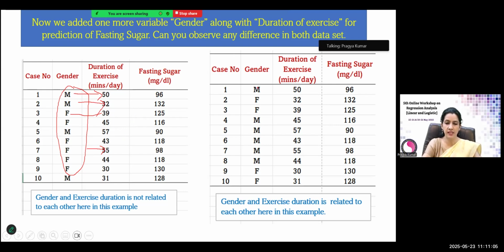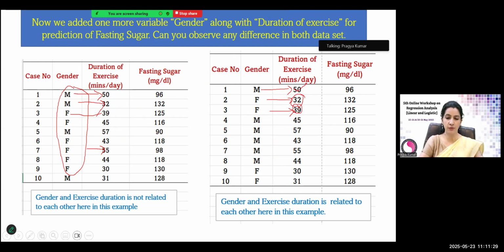But in this case, you can see that females are exercising for 50 minutes, females for 32 minutes. And in each data set, you will see that females are exercising less, less than 40, because all the female values are less than 40 and all the male values are more than 40. So here the gender and exercise duration are related to each other.